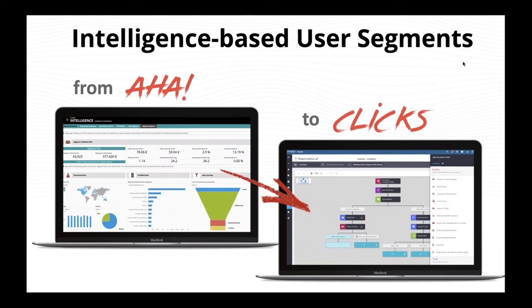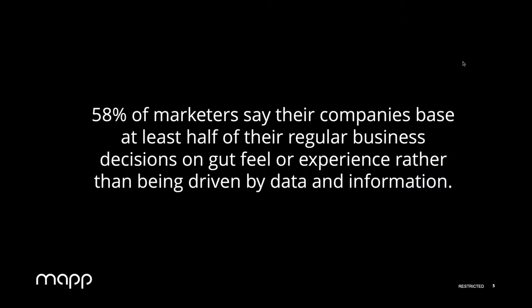So what we've done here is we've taken the segment data from Mapp Intelligence, where you're able to create the insights for your marketing team, and you're able to push those segments into your campaigns in Mapp Engage. And this is what we mean when we say we provide the fastest time from those aha moments, those insight moments, to clicks.